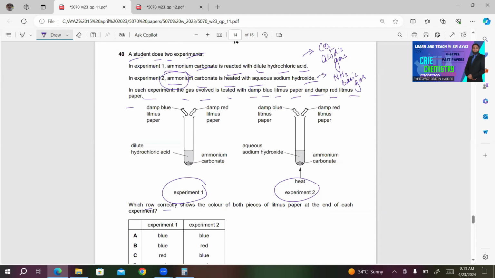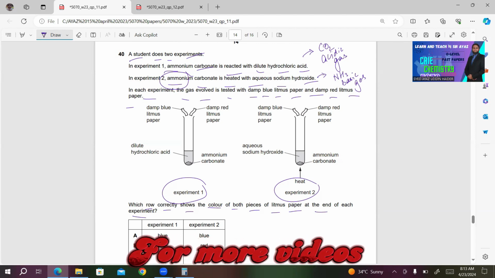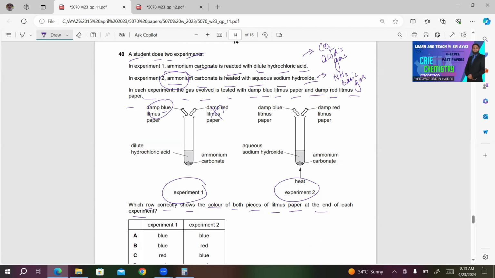Which row correctly shows the color of both pieces of litmus paper at the end of each experiment? For experiment 1, damp blue litmus paper turns red, and it will not affect red litmus paper. In experiment 2, damp red litmus paper turns blue, and it has no effect on blue. So C must be the right answer for this question.